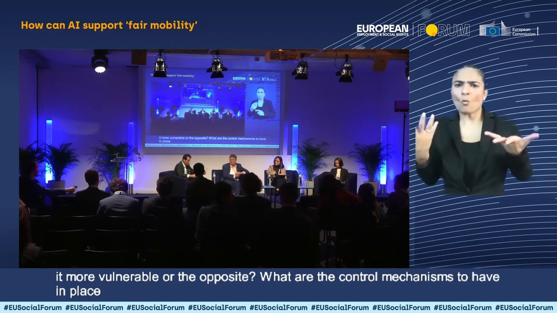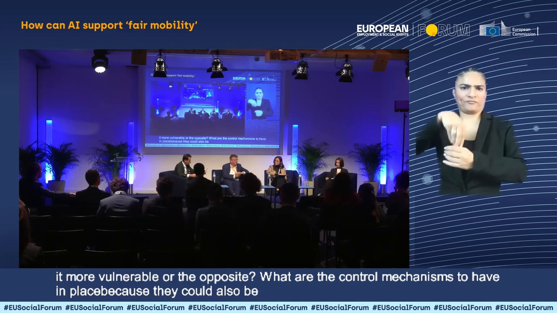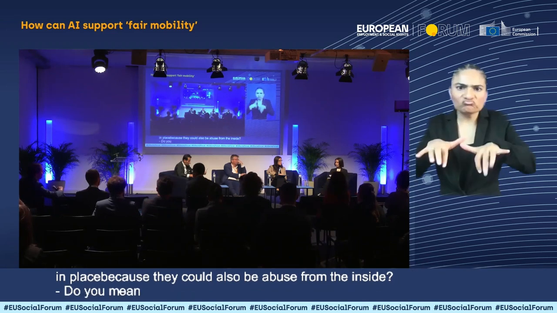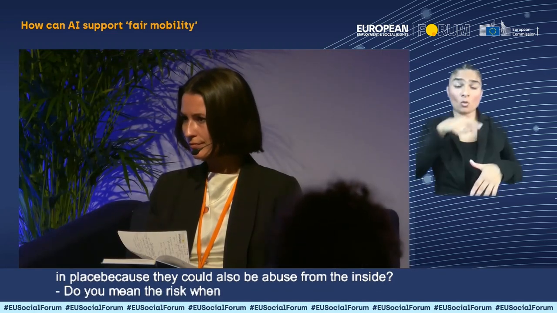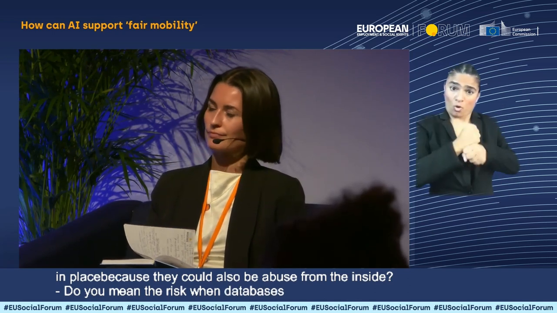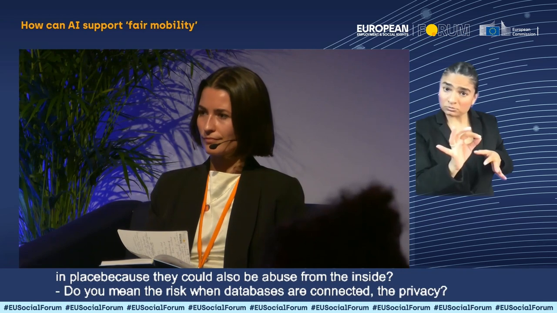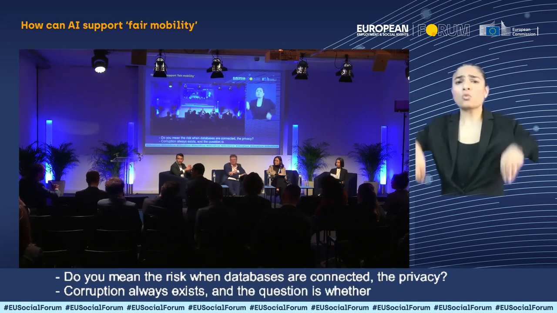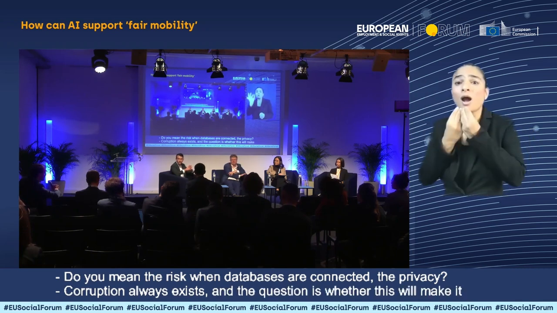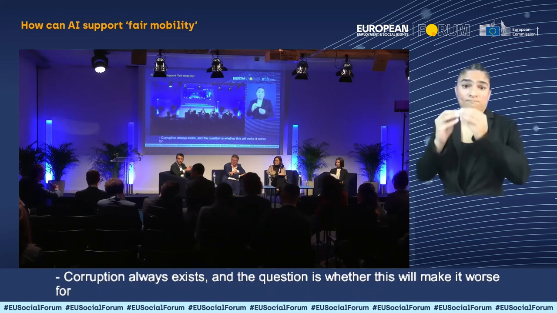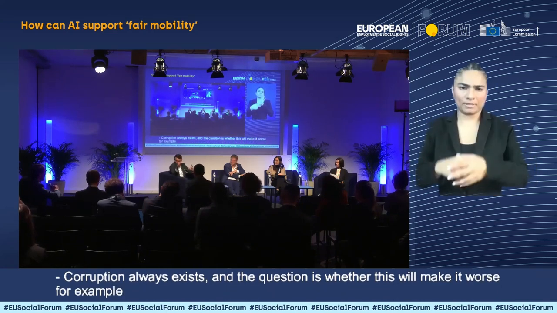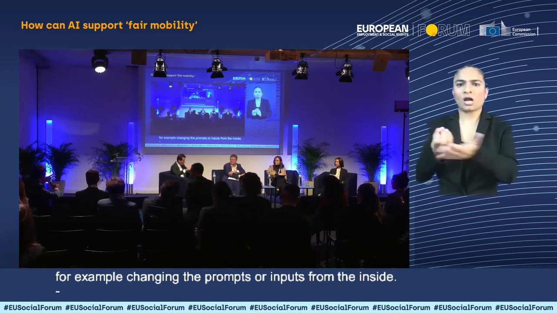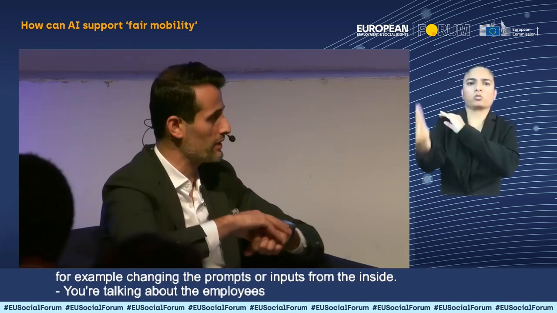Thank you. Mareike, have you any knowledge of this or response to it? Do you mean the risks if different databases are connected and the risk of privacy violation? Corruption will always exist, so also in a digital era. My question is, does it make it easier or more difficult, or are there more checks and balances? Because it's also highly technical, so maybe once you know, it's easier to hide it, for example by changing the prompts, changing the inputs, et cetera, from the inside. So we're talking about the employees, for example the managers, within the Social Security organization. Their fraud or their corruption, quote unquote. What does AI do with that?